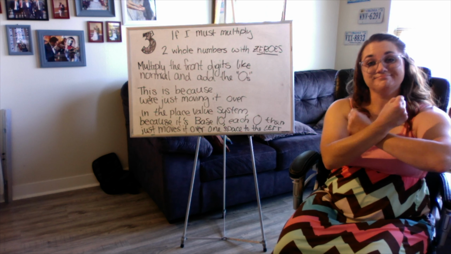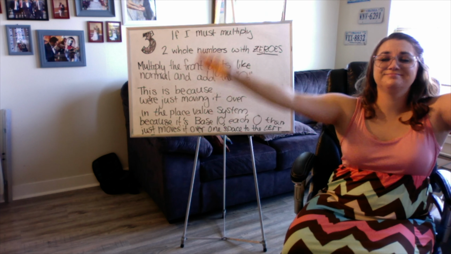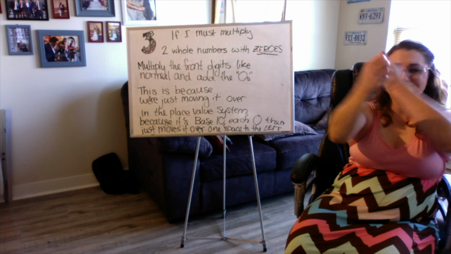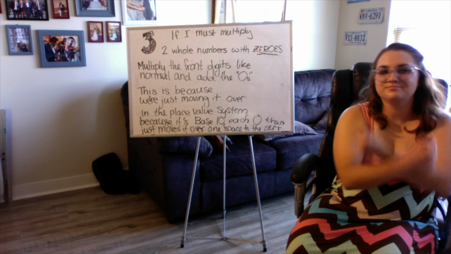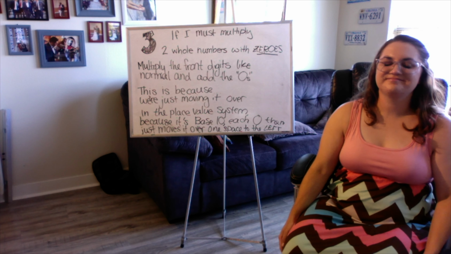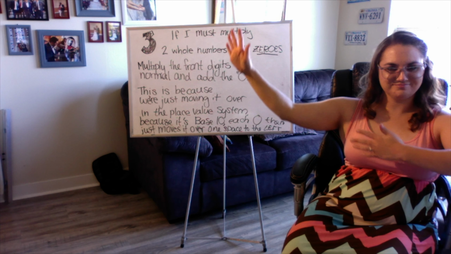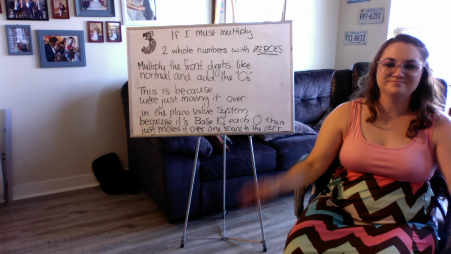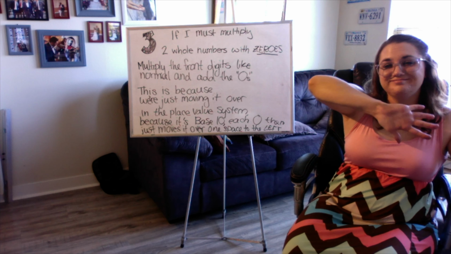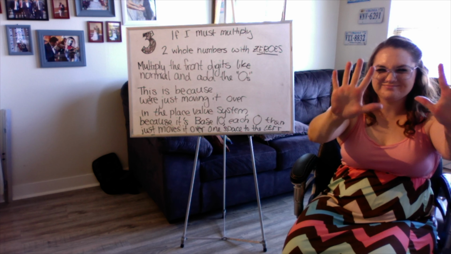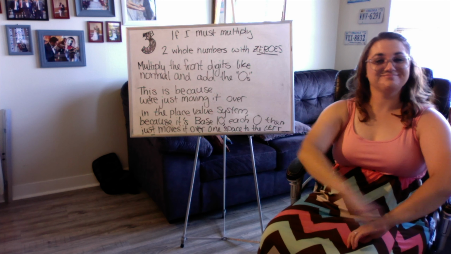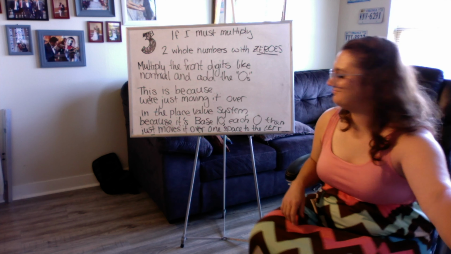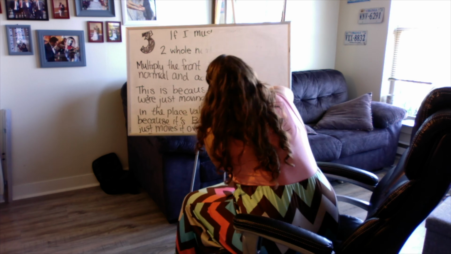If I must multiply two whole numbers with zeros, multiply the front digits like normal and add the zeros. This is because we're just moving it over in the place value system. Because it's base 10, each zero then just moves it over one space to the left.